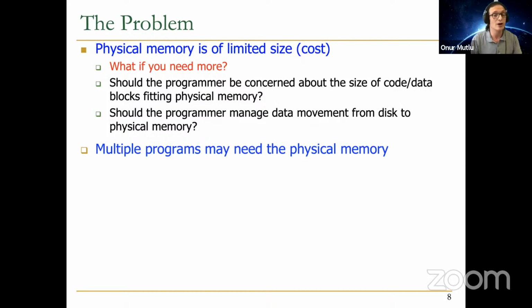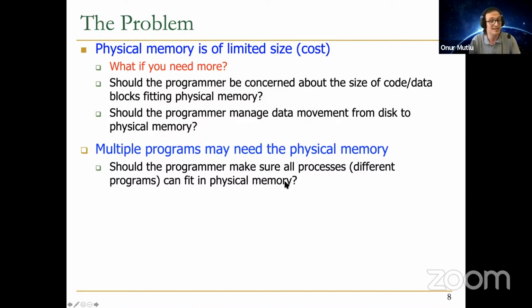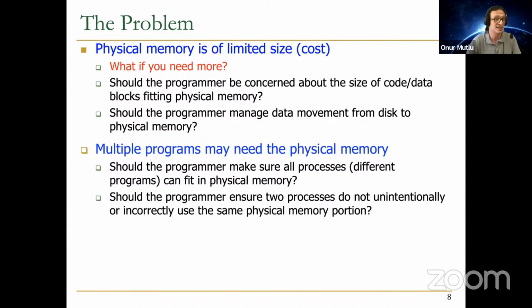On top of this, multiple programs may need the physical memory concurrently at the same time. Should the programmer make sure all processes, meaning different programs, can fit in physical memory? How do you even do that? Because the processes may not belong to a single programmer, right? The processes may belong to different people that are sharing the machine. And this is not an easy task. And this is also one of the reasons why early operating systems were developed to distinguish between different processes and schedule them, deschedule them, etc. And virtual memory was a synergistic idea to provide protection and isolation between these different processes, and also enable the fitting of these different processes to physical memory.